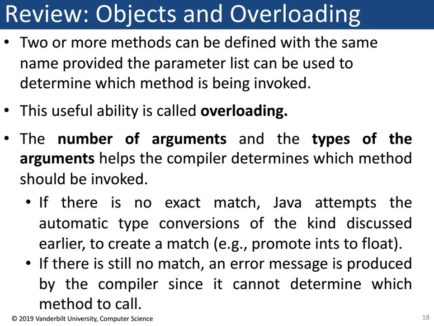Either way, the compiler is going to be able to tell the difference between the methods that you wish to call. If there's not an exact match, Java is going to attempt to automatically convert ints to floats and so forth. So it's going to automatically try to do type promotion to see if any of the available methods now match the promoted types of the parameters that are given. And if there's still no match, then Java is going to throw an exception and say there's no method with these parameters.